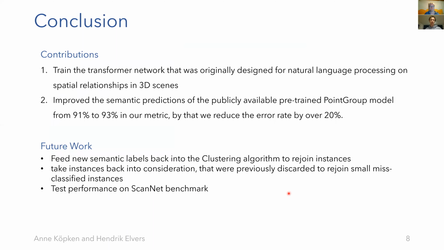To wrap it up, I've already talked about the future work by an example of some visuals. And our contributions were we trained a network that was originally designed for natural language processing to perform spatial relationship reasoning on 3D scenes. And we were actually able to improve the score of the PointGroup network from 91 to 93%, which is a reduction of error rate by 20%.